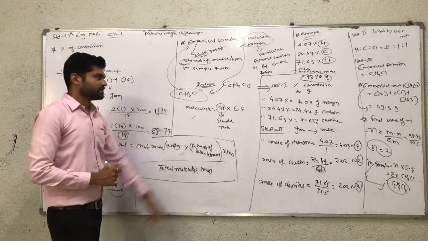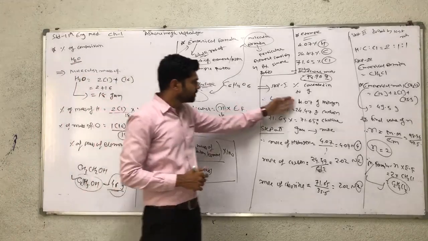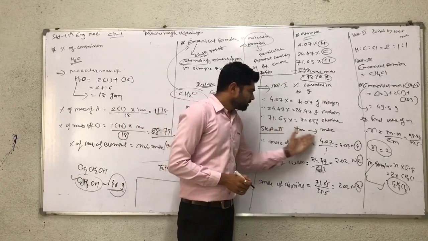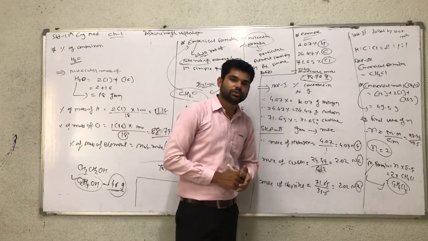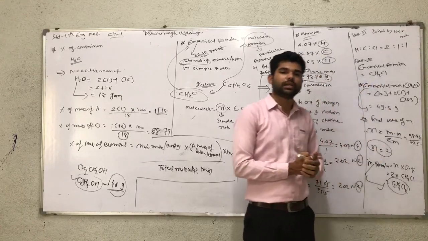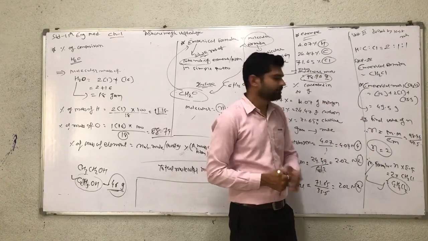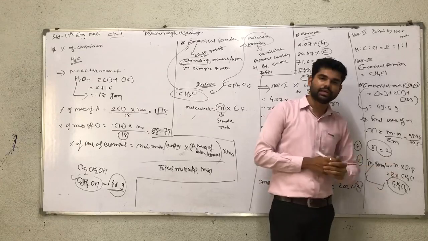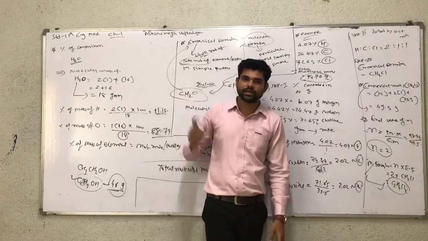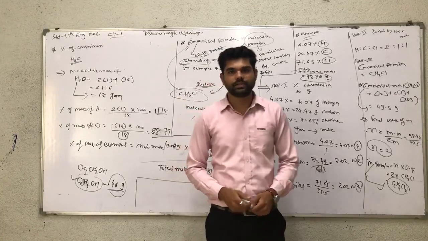So revise once again. First, the percentages are converted into grams. After grams, they are converted into moles, then a simple ratio by dividing, so we get the empirical formula. After the empirical formula, you find the empirical mass, then find n, multiply by the empirical formula, and you get the molecular formula. So revise and practice it yourself with more examples. Thank you very much.